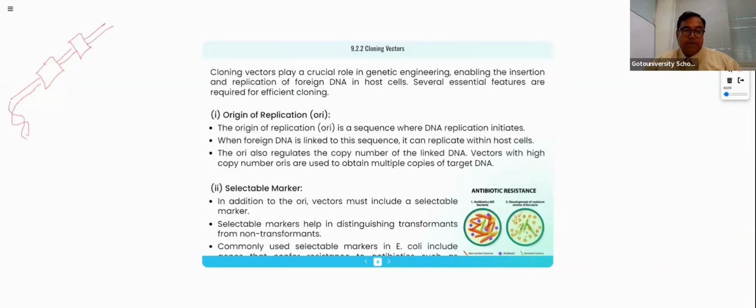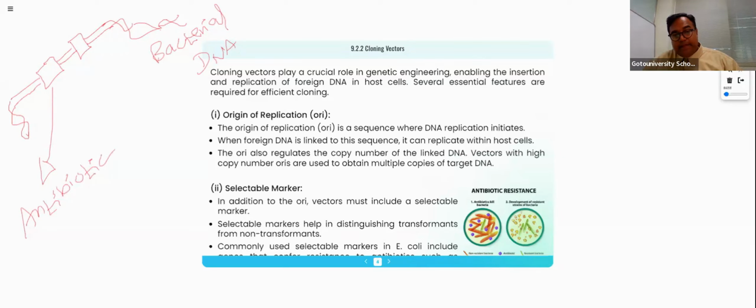See, this is the bacterial DNA, right? So in this bacterial DNA, this is the antibiotic breaking enzyme. So the antibiotic breaking enzyme gene is this. That gene name I am calling AA.